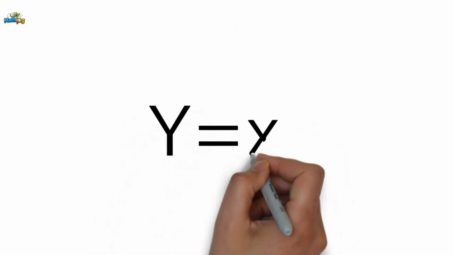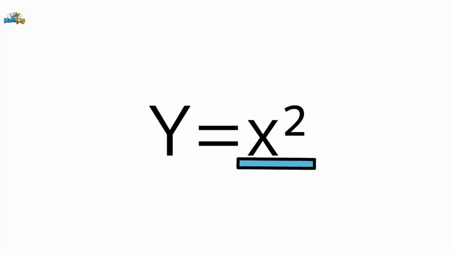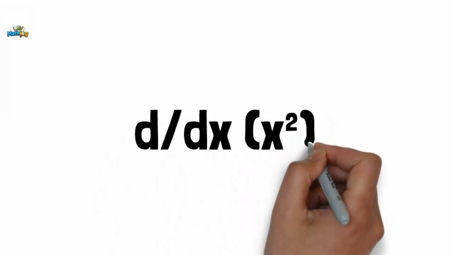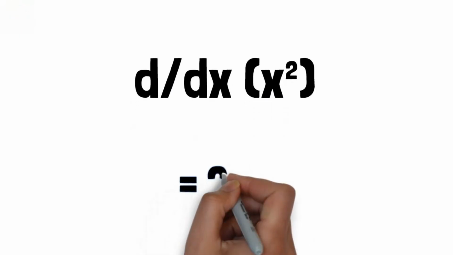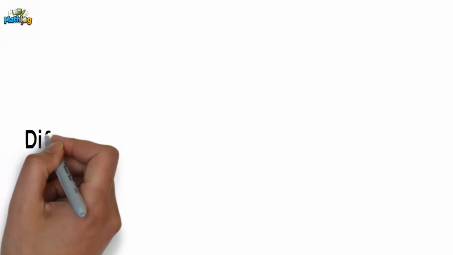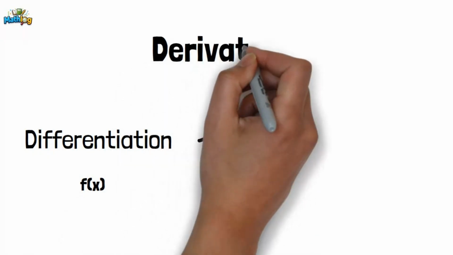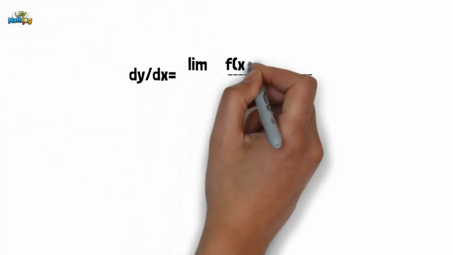Now we have y given as x squared. The derivative of x squared is going to give rise to 2x. Let's explain this a bit better. Basically, what I'm trying to say is that the differentiation of a particular function will give rise to its derivative.